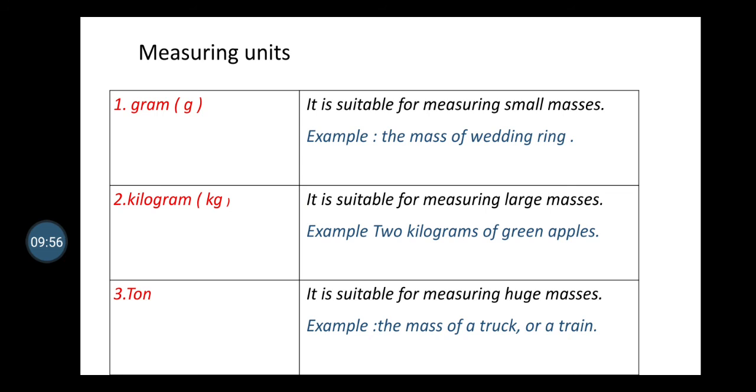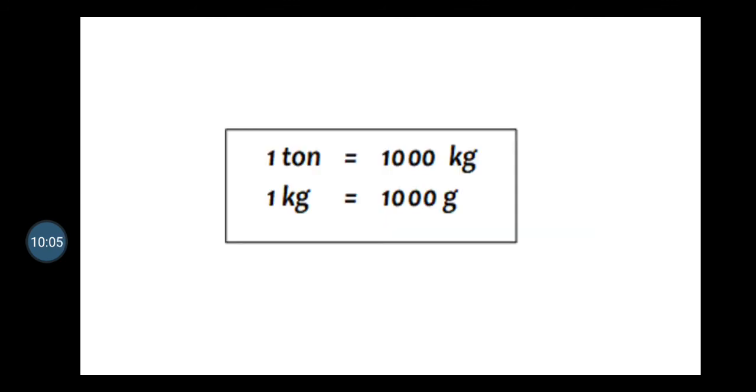About the units, we have gram for small masses, kilogram for large masses, and ton for very large masses like the mass of a truck or train. The relation between small units and large units: 1 ton equals 1,000 kilograms and 1 kilogram equals 1000 grams.